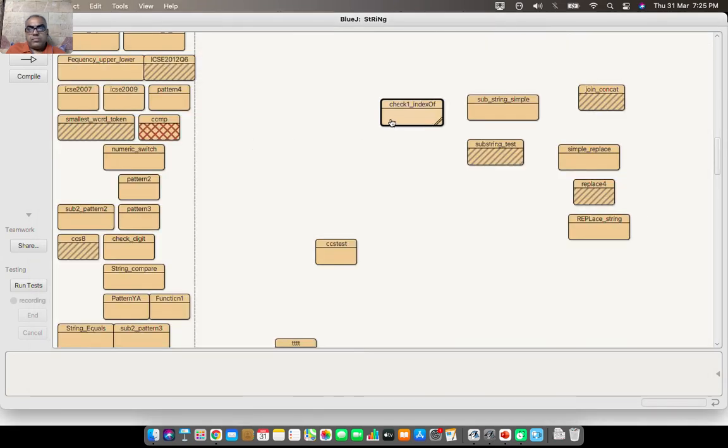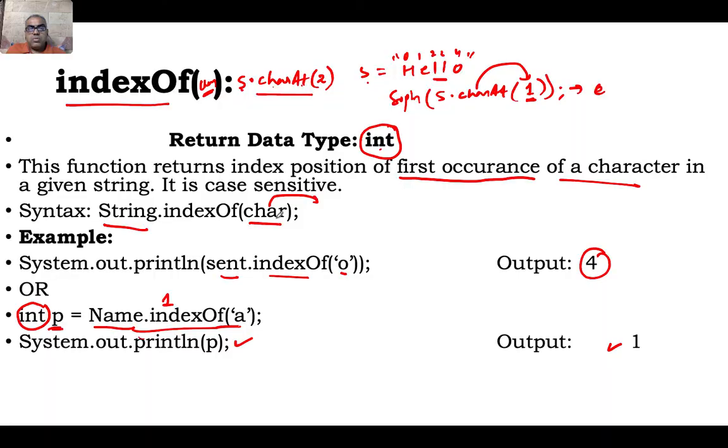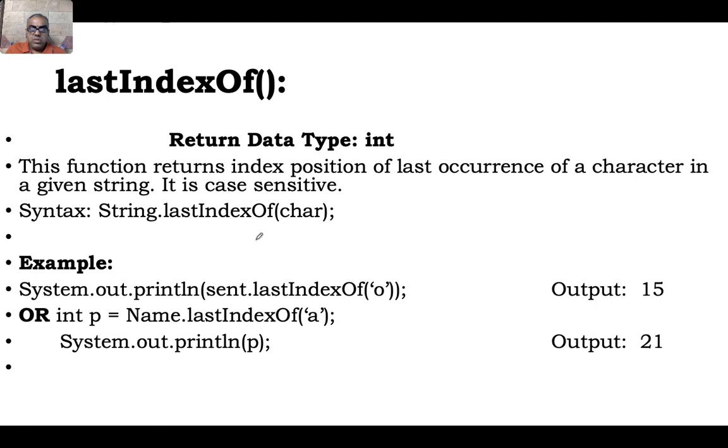Now the same thing can also be learned with the other type of index, that is lastIndexOf. So in lastIndexOf, the function will help you return the index position of the last occurrence. So that was the first occurrence, now this is the last occurrence of a character in a string. Of course it is case sensitive, so we will say string dot lastIndexOf this character. So it means wherever in this string this character appears at the last index position, that index number is an integer, so your return data type will remain integer.